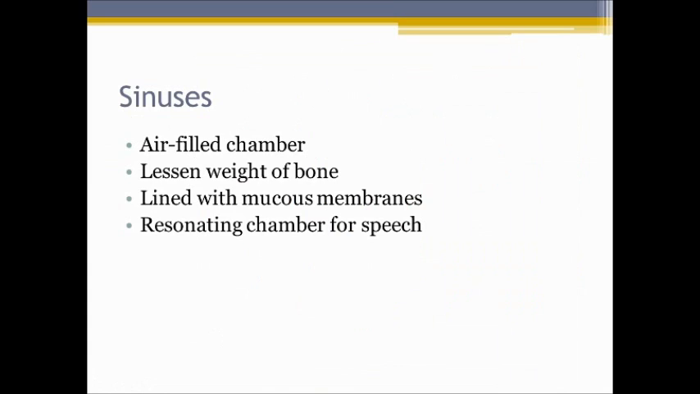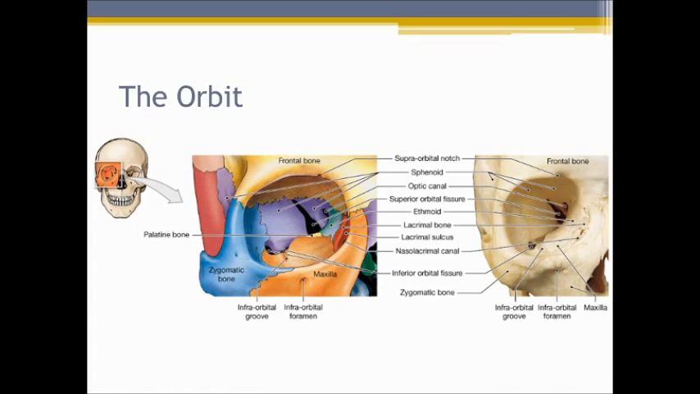We also have sinuses within our skull. They are air-filled chambers, and they help to lessen the weight of the bone. They also are resonating chambers for speech, so the different sizes of the sinuses contribute to how your voice sounds. And they're lined with mucous membranes, which is how they can get infections. Here's another view of the orbit.